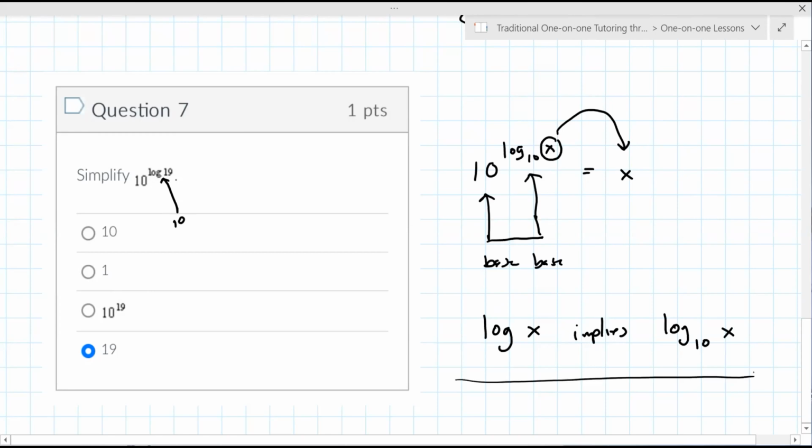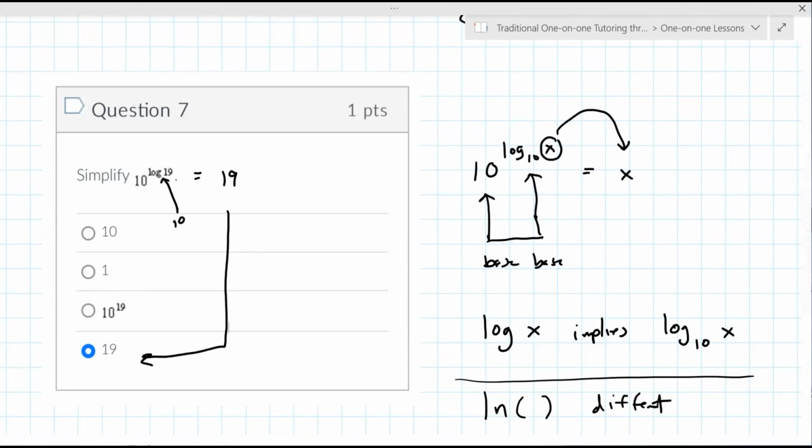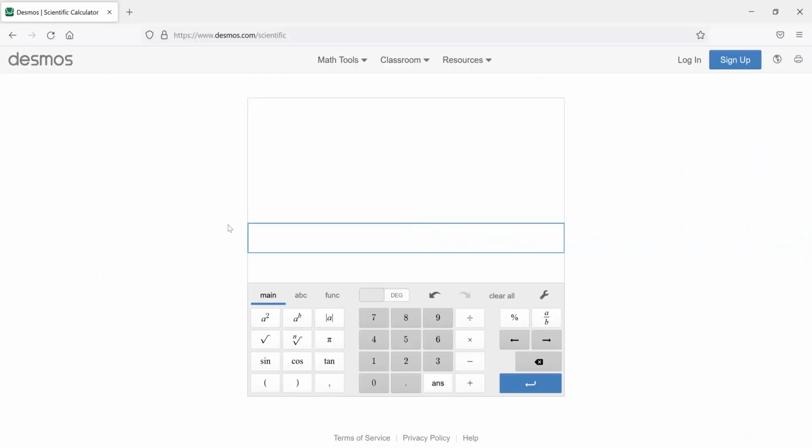Not to be confused with ln. If it says ln, this is not the same. ln is different. Natural log is different. So here, it is just 19. I mean, you've got the right answer here, but it's because it is log base 10. Now let's go back to that calculator and see if there's a way we can manipulate it to get that. So it's 10, and then you can use the caret log of 19. And it does look like it just gives you the correct answer here also.